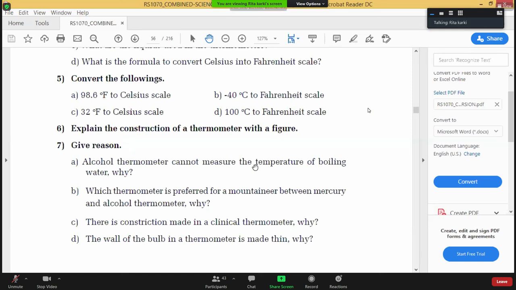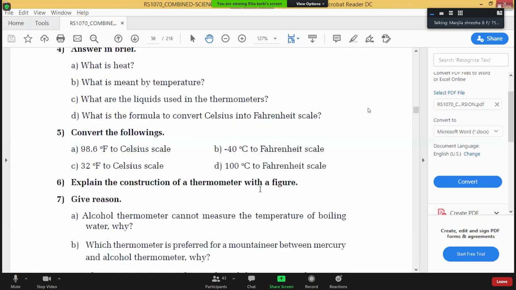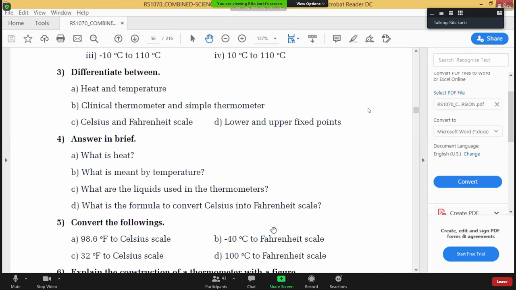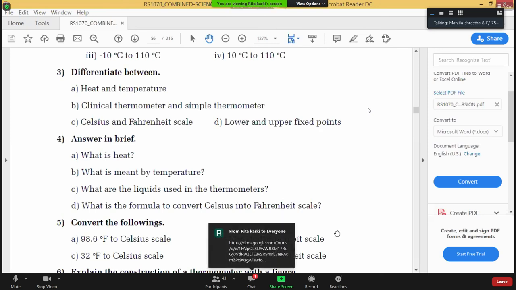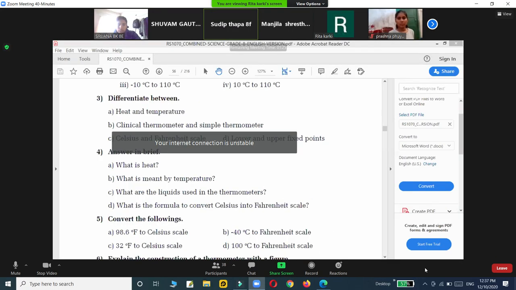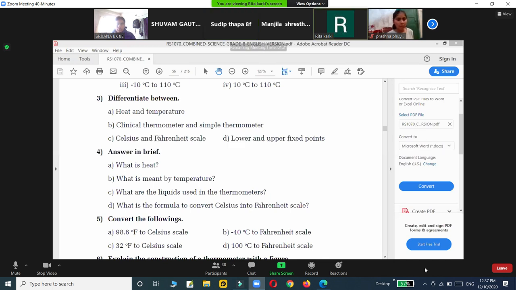So can you tell the difference between laboratory and clinical thermometer? Since we started this yesterday, where do we use a laboratory thermometer? The clinical thermometer consists of a constriction in it, whereas the laboratory or simple thermometer does not. Similarly, what are the lower fixed point and upper fixed point of the clinical thermometer?